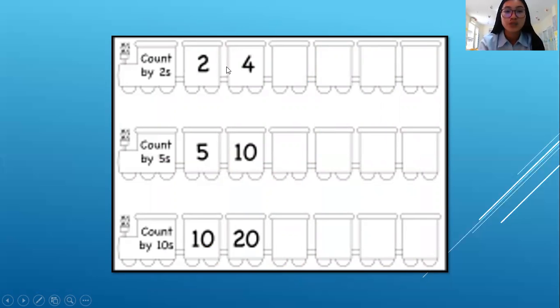Everybody, 2, 4. What is the next number? 6. Next is 8. Next is 10. And the last one is 12. All right. So everybody, let's count by 2s. 2, 4, 6, 8, 10, 12.